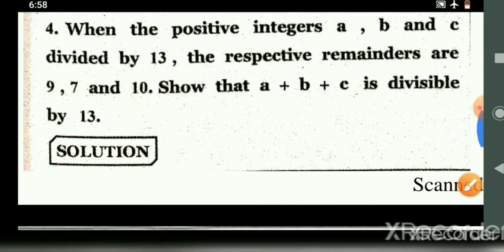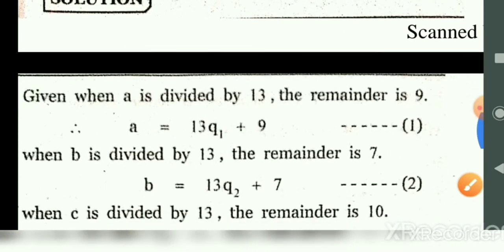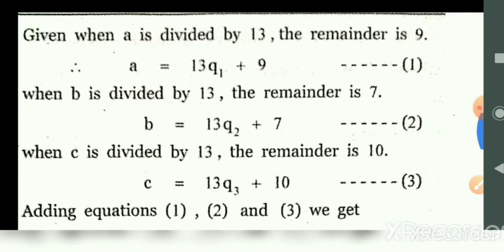So solution for this one. When A is the dividend, then 13 is the divisor. By using Euclid's lemma, A is equal to 13 Q1 plus 9, where Q1 means quotient for the first one. Second one, the same process: B is equal to 13 Q2 plus 7. Third one, C is equal to 13 Q3 plus 10.